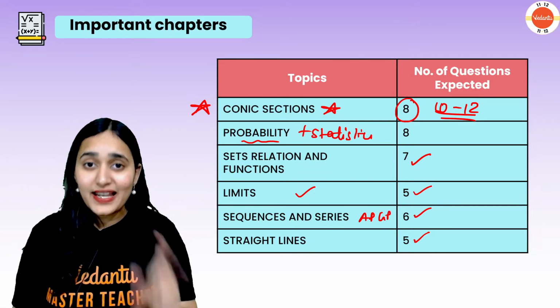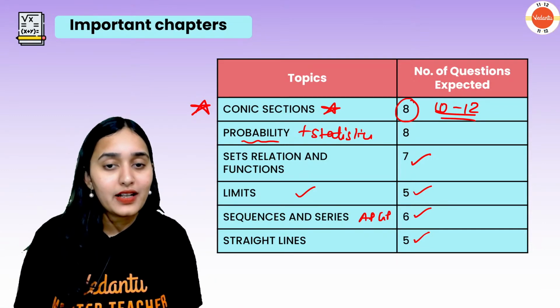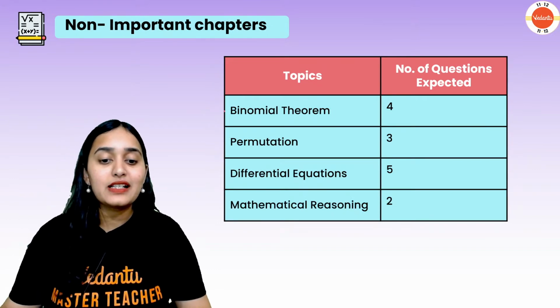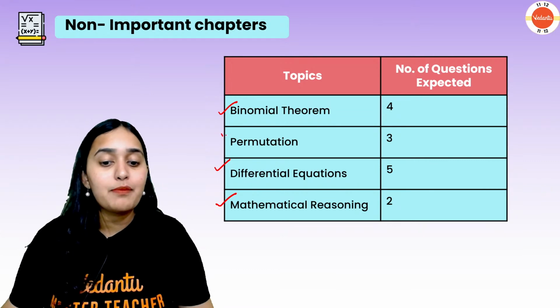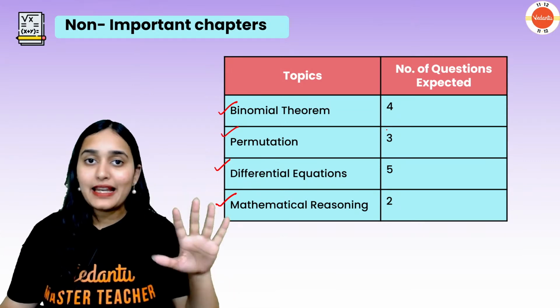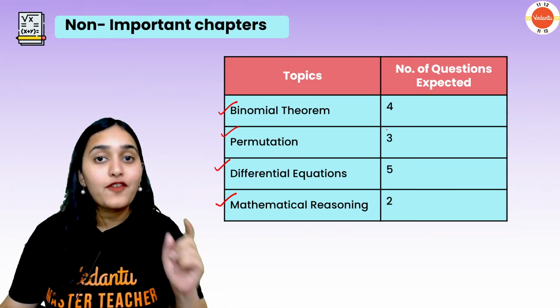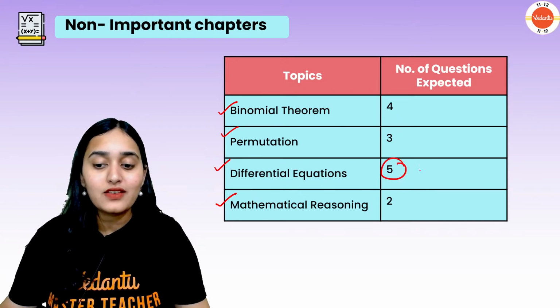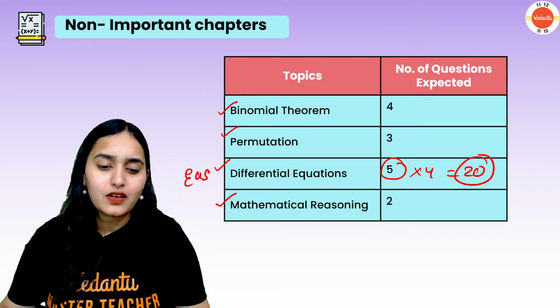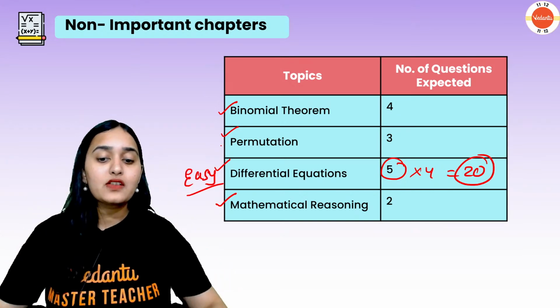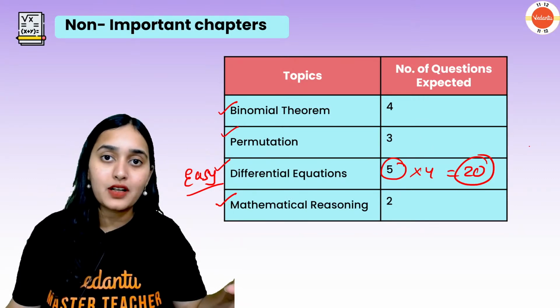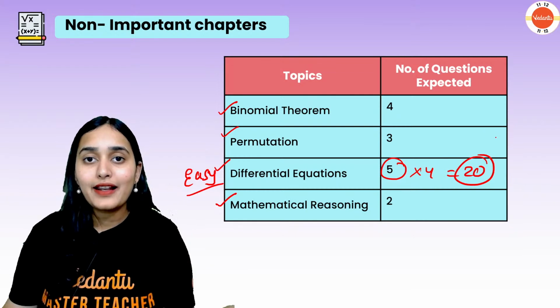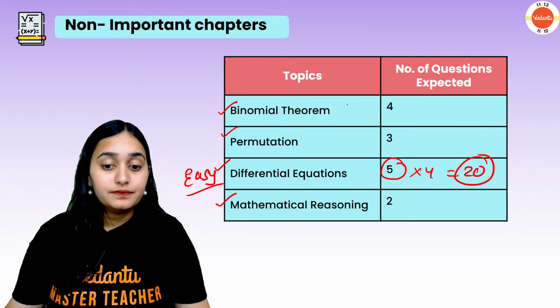Now which units are not important at all? There are some units like binomial theorem, differential equations, mathematical reasoning, and permutation. It's not that you don't have to study them. Of course you have to study them, because 5 questions are again 20 marks, and this is a very easy chapter, super easy chapter, so super scoring. The number of questions is less, but it is a super easy chapter, so directly you can get 20 marks, right?